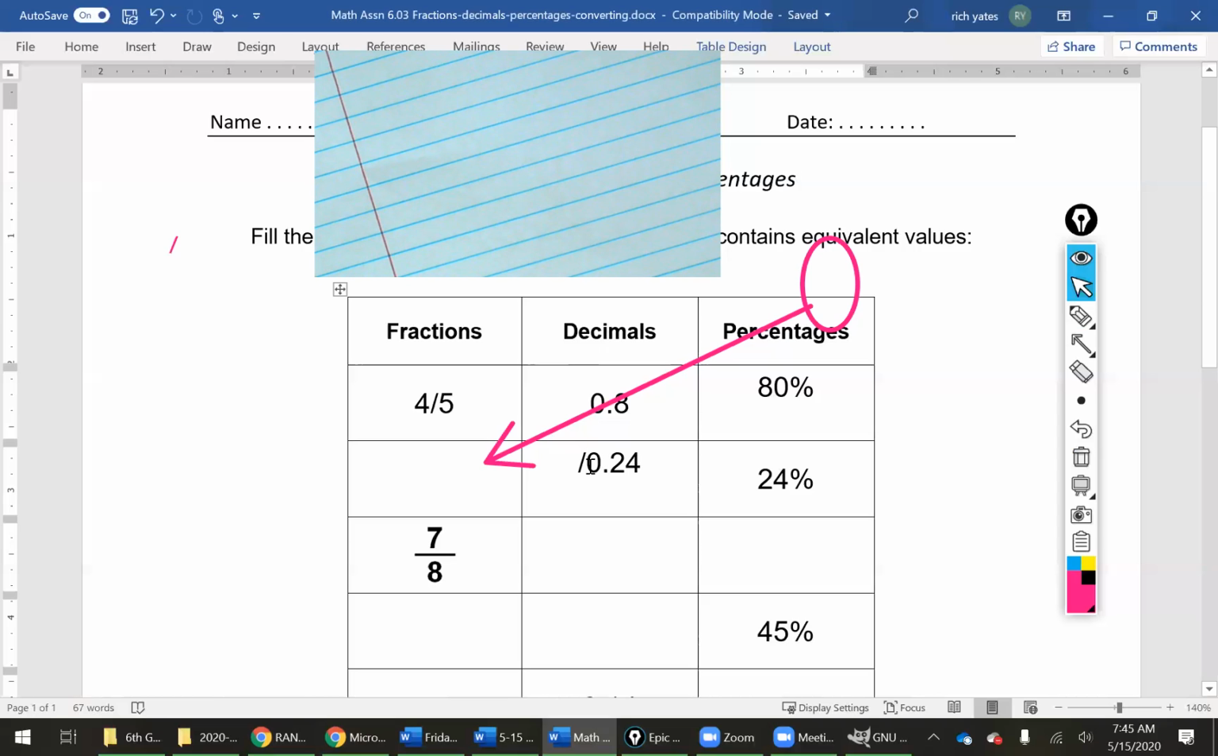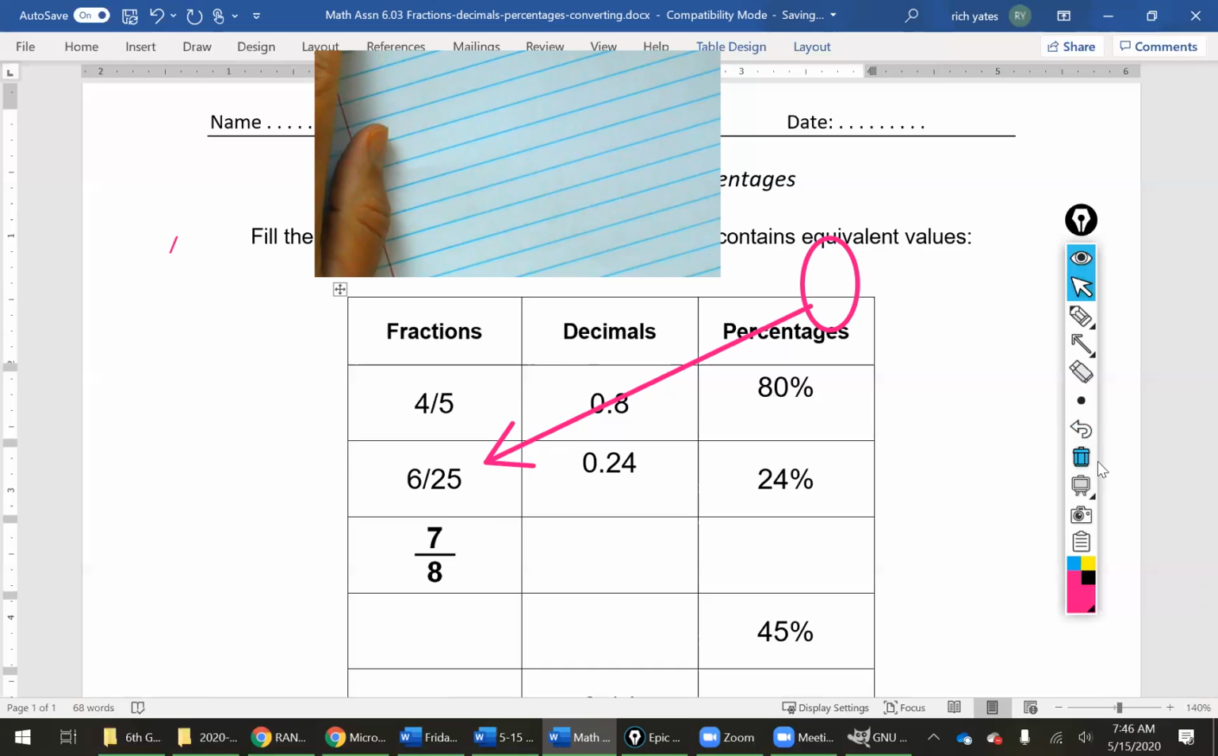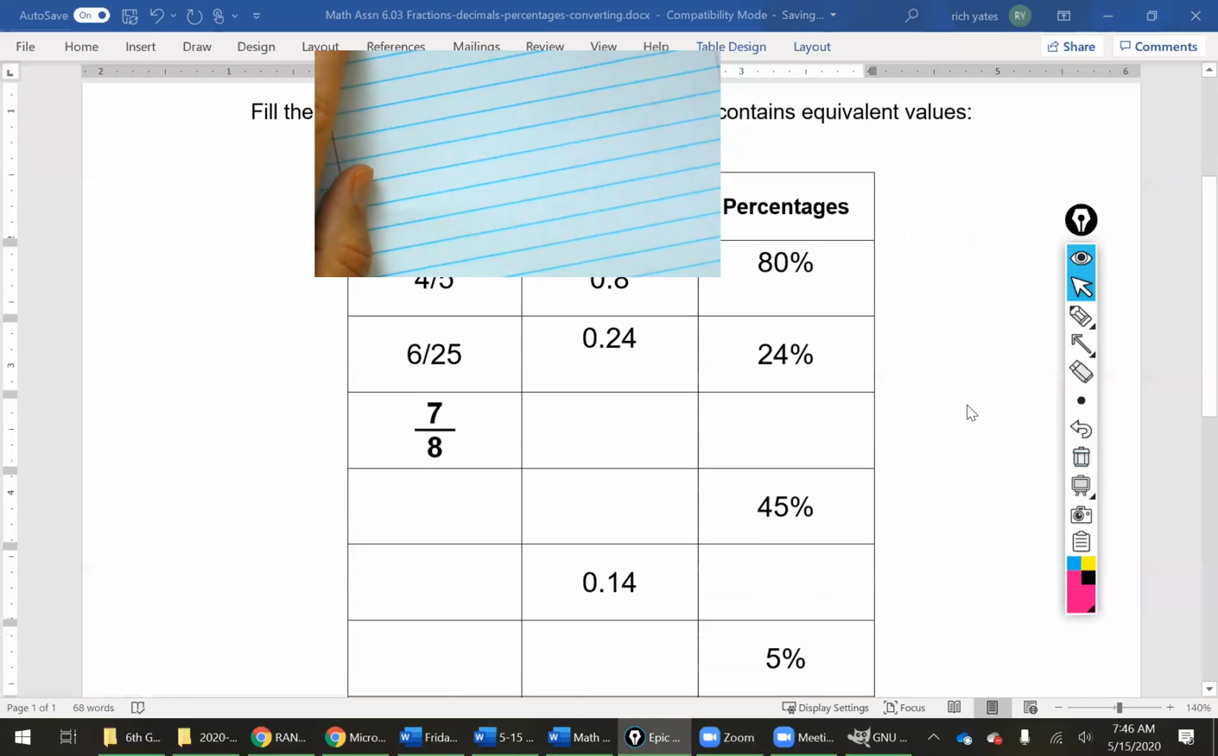Didn't actually write that in the right place. So let me just do that one more time. All right, 6 over 25. 6/25 is our fraction. All right, we'll go on down now to look at the next one.